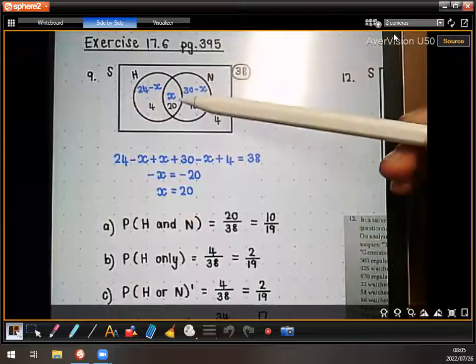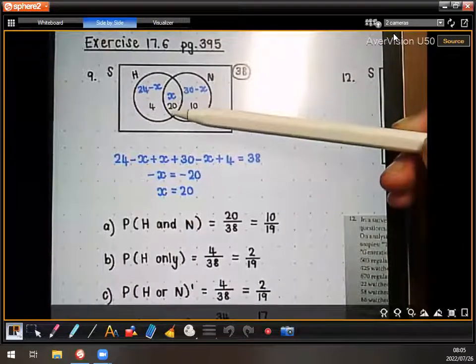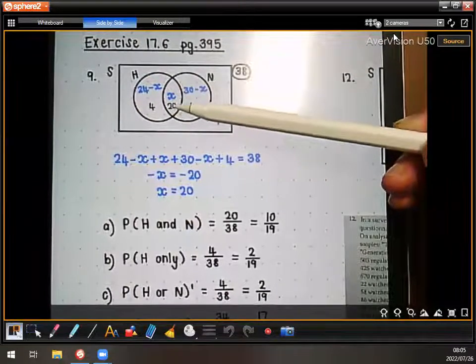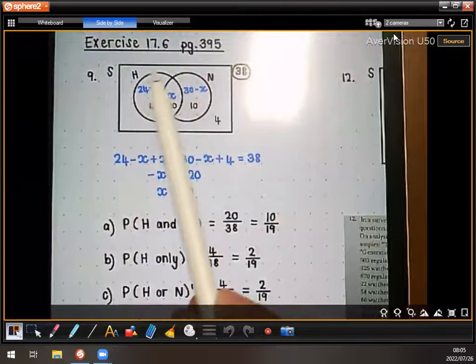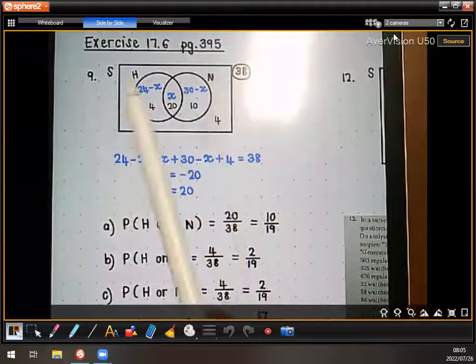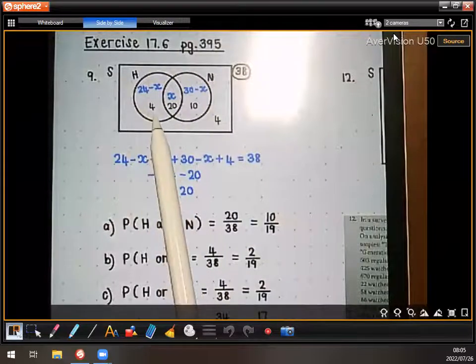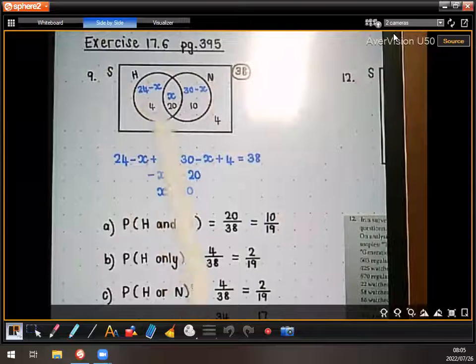Okay, so guys, once you know that the X value is 20, meaning 20 girls play both sports, then you can figure out, okay, if this whole circle needs to be 24, and that's 20, then I have to have a 4 over there. So guys, what does this mean? How many girls play only hockey, not netball?